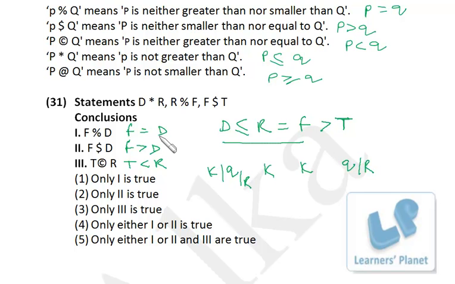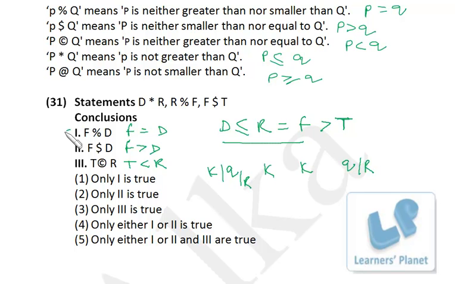Now F is equal to D. So F and D: F is king and D can be king, can be queen, can be rook. So we cannot say F is greater than D, right? So we cannot establish this relationship. Similarly, F is greater than D. So F is king and D is maybe king, maybe queen, and maybe rook.